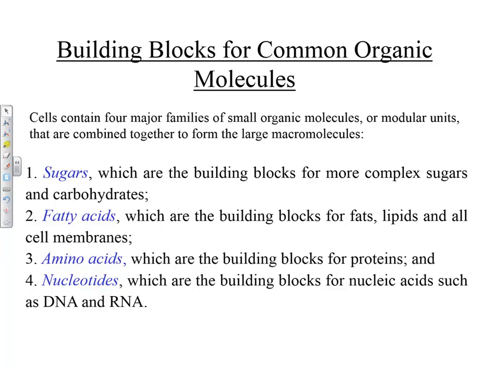One class of molecules is sugars, which are the building blocks for more complex sugars and carbohydrates, and we'll get to that in a moment. Then we'll look at fatty acids, which are the building blocks for fats, lipids, and all cell membranes. Then amino acids, which are the building blocks for proteins. And then nucleotides, which are the building blocks for nucleic acids such as DNA and RNA. So that's what we are going to consider in this chapter.